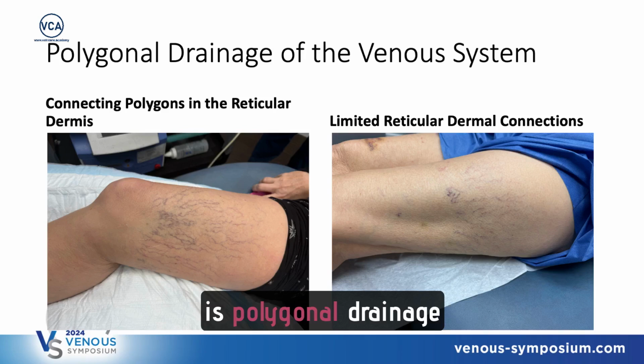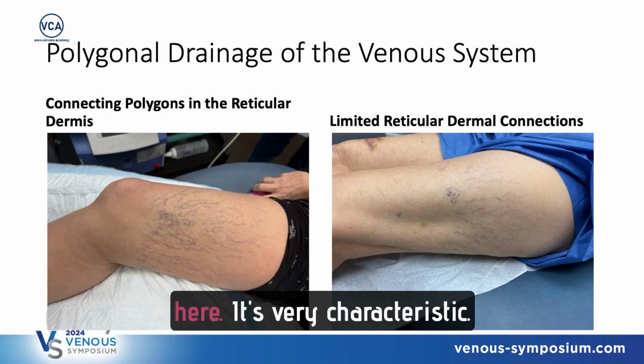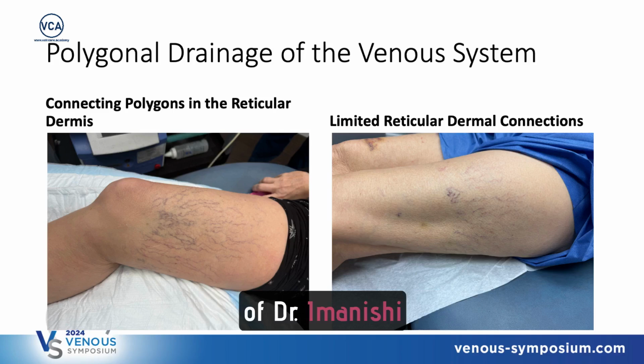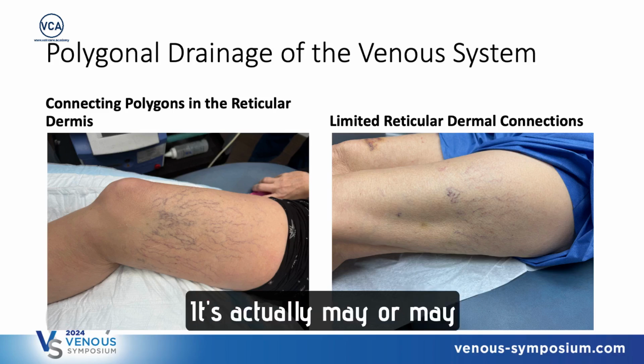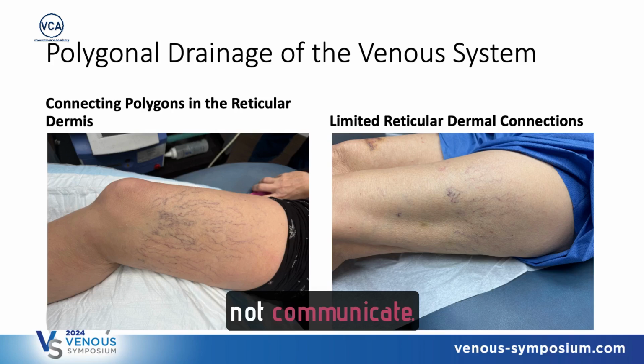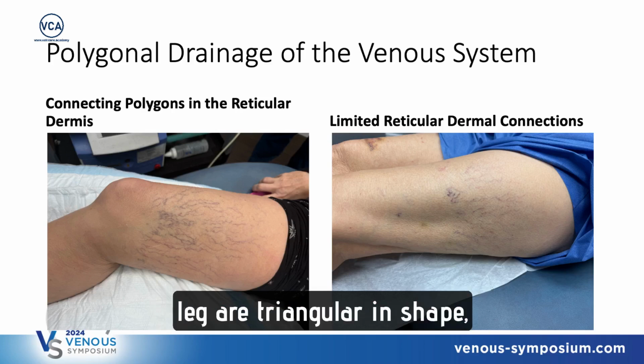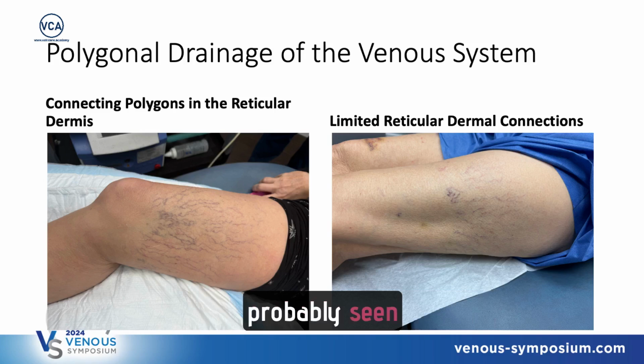There is a polygonal drainage system that we're showing you here. It's very characteristic. This is from the work of Manishi. The pattern of venous drainage is not set in a straight line. It actually may or may not communicate. And most of these polygonal drainage systems in the lower leg are triangular in shape. Probably seen this in your patients, especially in the lateral reticular system.